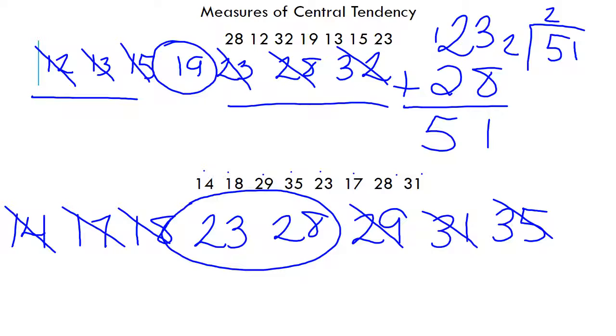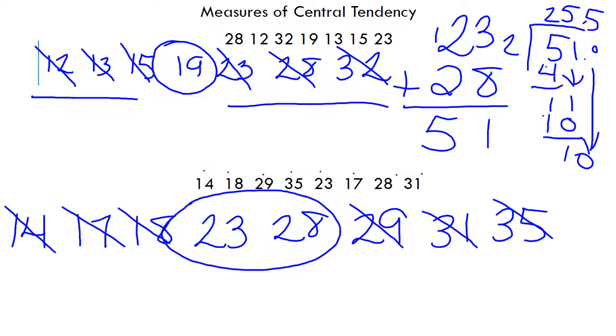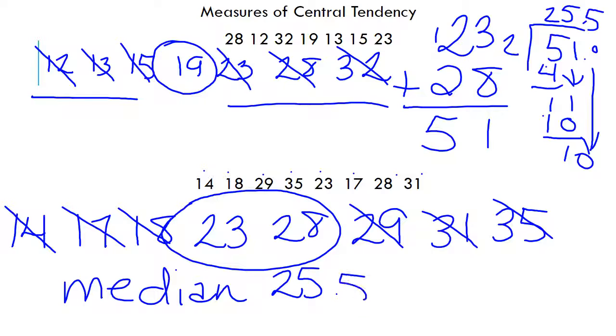2 can fit inside 5 2 times, which is 4. 1 left over, bring down my 1. 2 can fit inside of 11 5 times. With the remainder of 1, add a decimal and a 0, bring that 0 down. 2 can fit inside 10 5 times. So the median for this one is going to be 25 and 5/10.